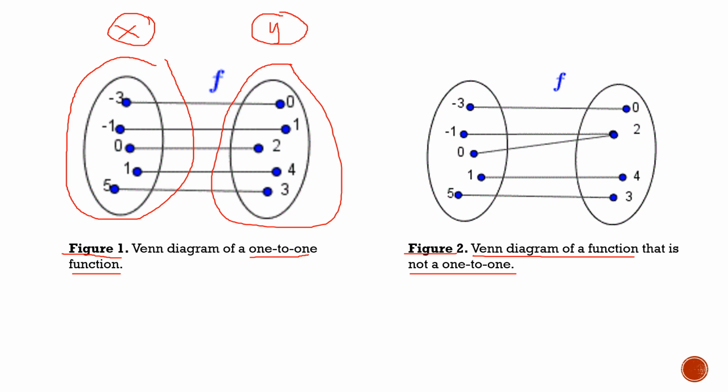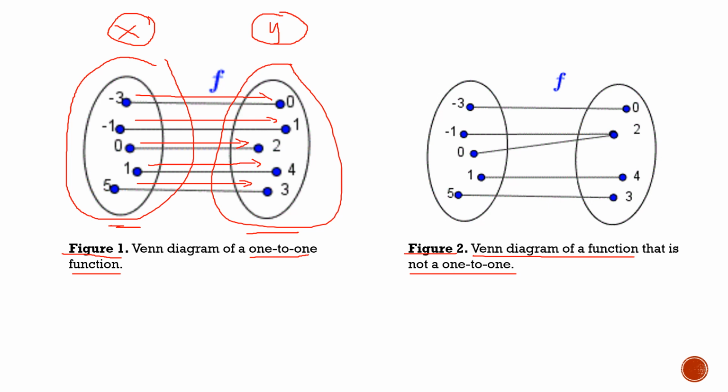Again, if you try to observe and assess these values of y, there is no such thing as repetition in your y values. And each of the values under your domain or independent variable here will be partnered to only one value of your dependent variable, which is your y. Your -3 will be partnered to 0, then -1 will be partnered to 1, then 0 will be partnered to 2, then 1 will be partnered to 4, and 5 will be partnered to +3.